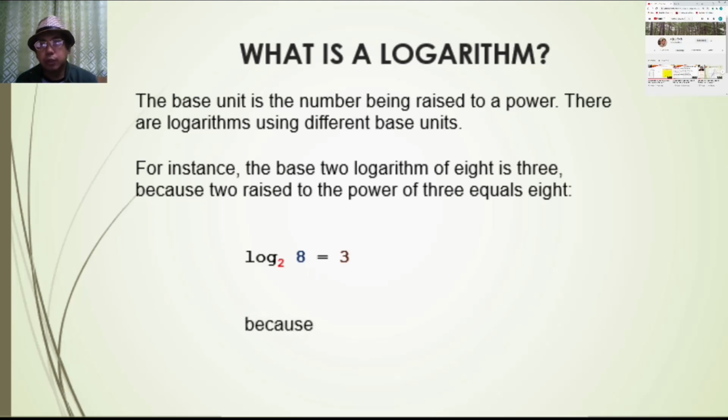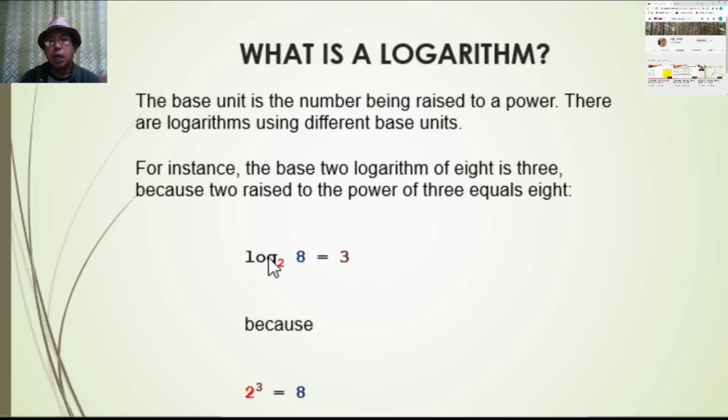Now, you will notice that this 2 in here is actually a base, considered to be a base in the exponential form. And the 3 in here is the exponent. The result will be 8. So how is that written in the exponential form? We have in here 2 raised to 3 is equal to 8. So that is how logarithm is written.